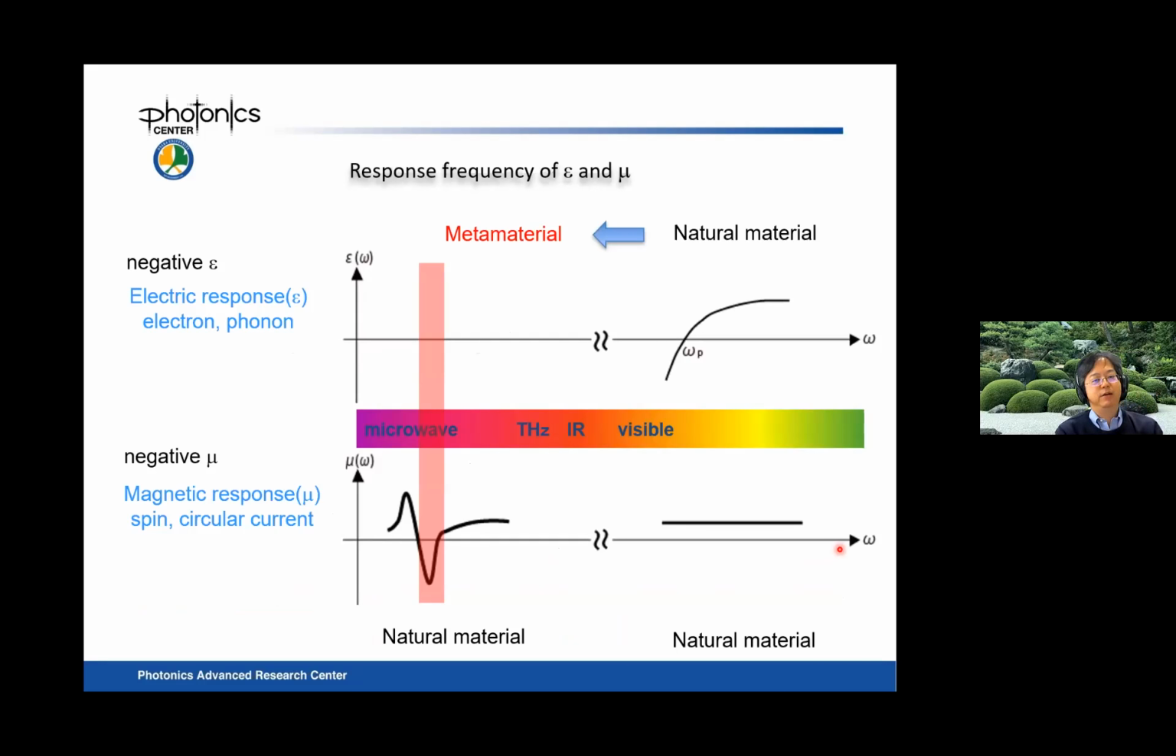So we need to seek out the double negative material if we want to realize a negative refraction. Negative permeability and negative permittivity are very natural and very well known. For example, metal is known as a negative permittivity material below the plasma frequency. And negative permeability is also well known. This is a magnetic material.